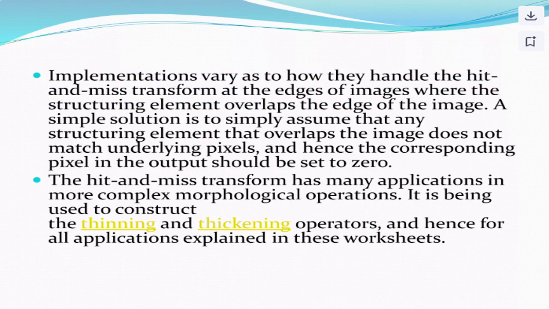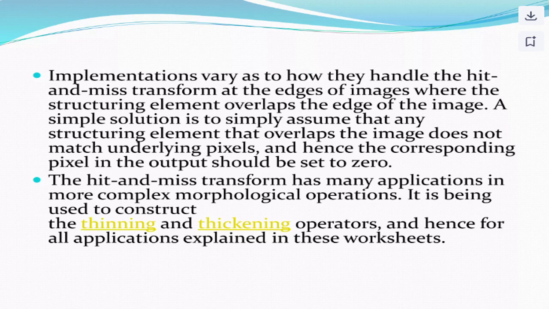So next is the applications of the hit and miss transform. The hit and miss transform is incredibly versatile. One is corner detection. As we see, it can detect right angle convex corners in binary images. Next is isolated point detection. Structuring elements can be designed to locate single isolated points in an image.